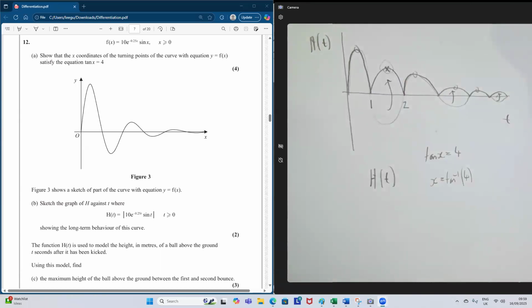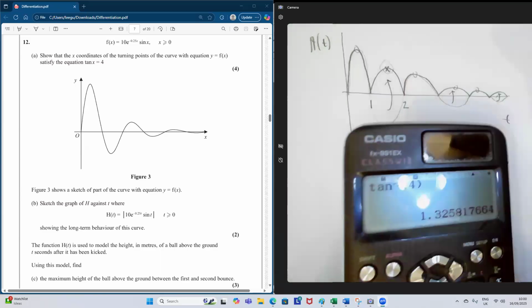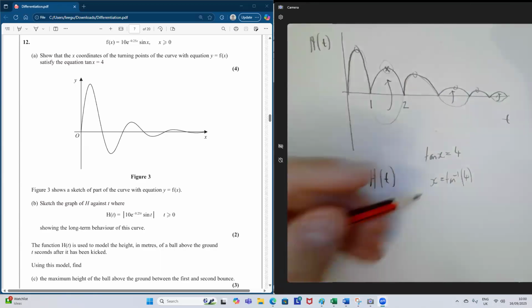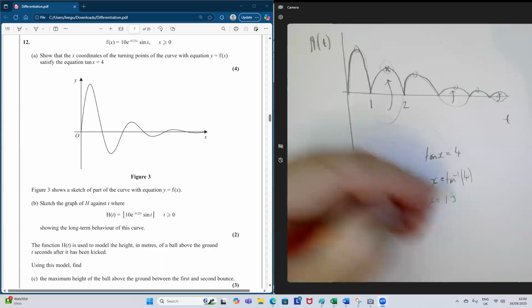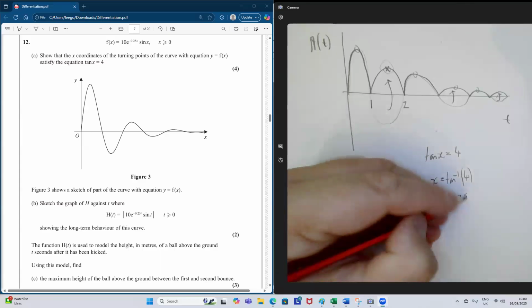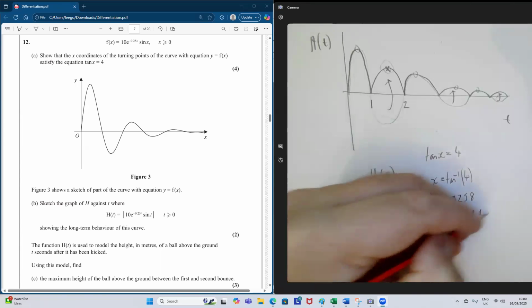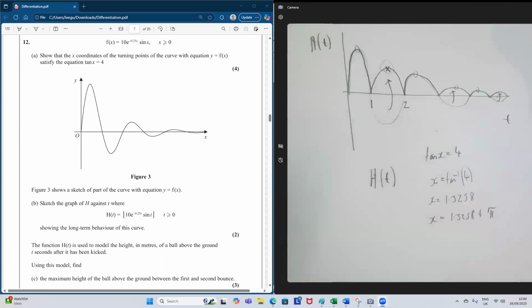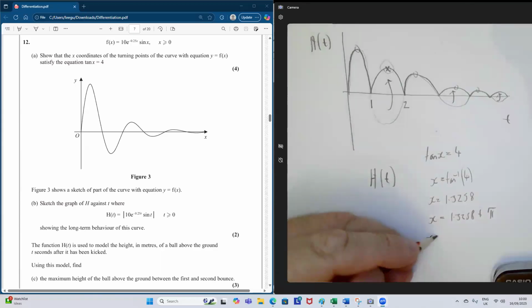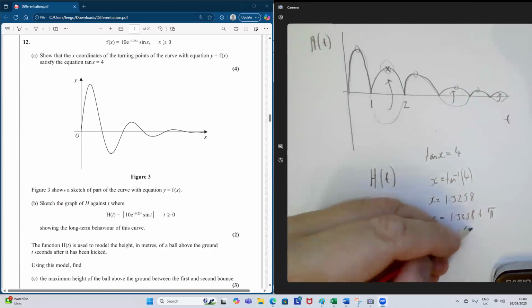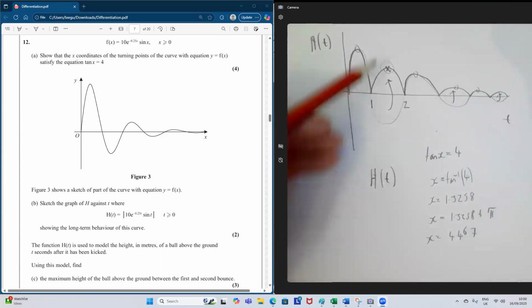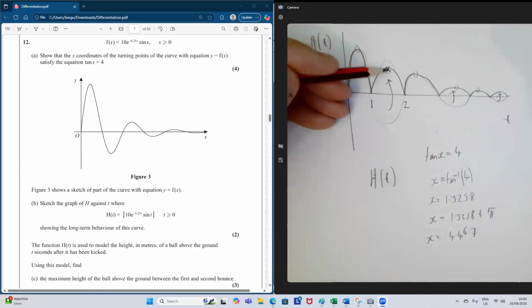So we get our calculator and we do inverse tan of 4, making sure that we're in radians, because we are differentiating trig functions. You can see that the first solution is 1.3258. Then for the next solution, we're going to be adding pi. 1.3258 plus pi is going to give us the second solution, the one that we want. So x is equal to 4.467. That's the value of t for where the second maximum occurs.